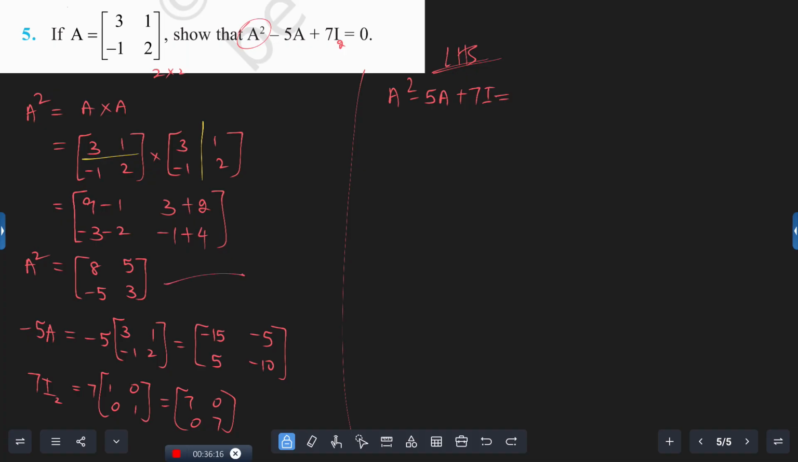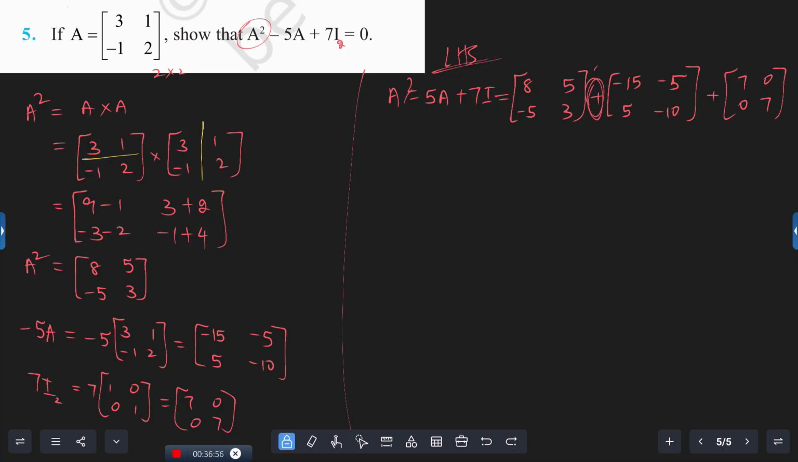So what is the A squared value? Here we have the A squared value. Just apply A squared: 8, 5, minus 5, 3. Then minus 5A. Minus 5A value, what? See, minus 5A, don't put minus 5 here. Minus and all we multiplied inside. So plus, minus 15 plus 5, minus 5 again and minus 10. Like that, 7 times I value we have here 7 0 0 7.